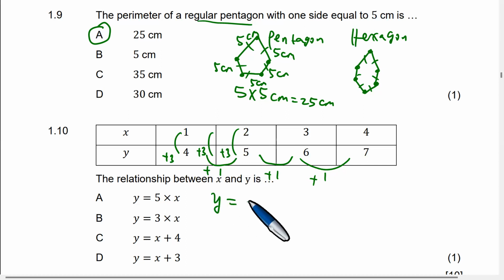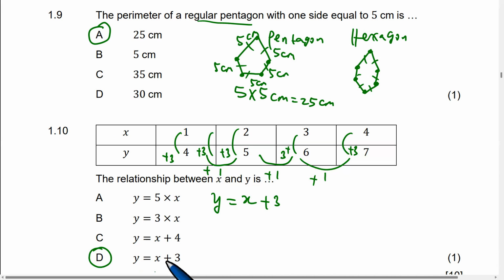So what you can see is that for every X, there's just a plus 3, even here. Then plus 3. Here also plus 3. Which means Y is X plus what? X plus 3. Yeah, X plus 3. So which one is the correct answer? D. That is the relationship between X and Y.